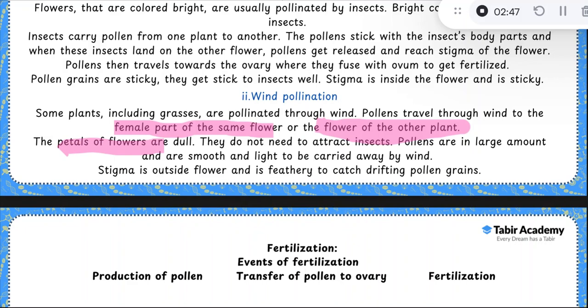ठीक है, pollens are normally produced in very large amounts and are smooth and light so that they can be carried away by the wind. And stigma is outside the flower and is feathery ताकि it can catch drifting pollen grains.